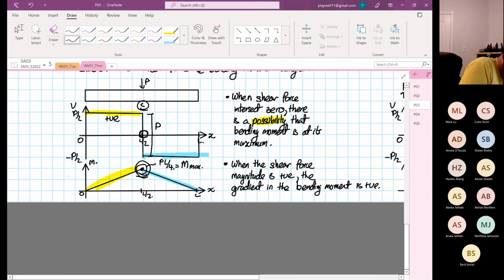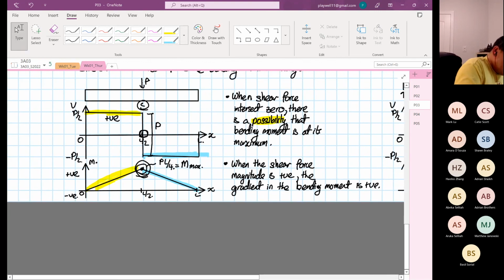If this is 0, at the top is positive bending moment. At the bottom is negative bending moment. Now, what does this actually mean? It means something. If we look at the deformation pattern, positive bending moment means the deformation is a smiling face.